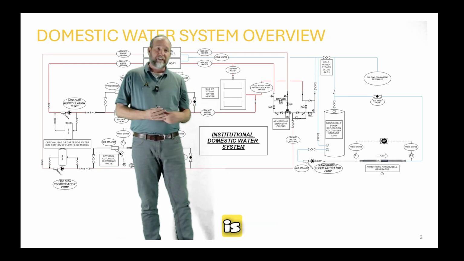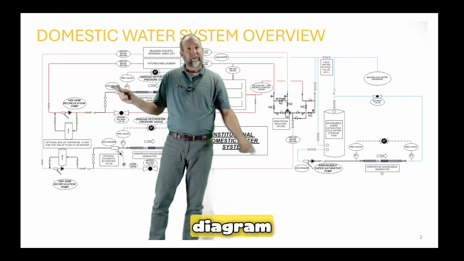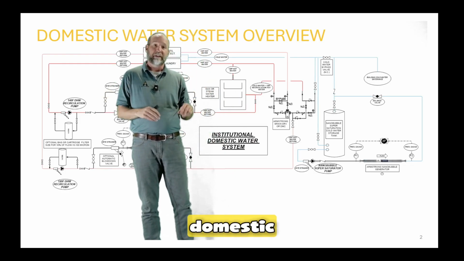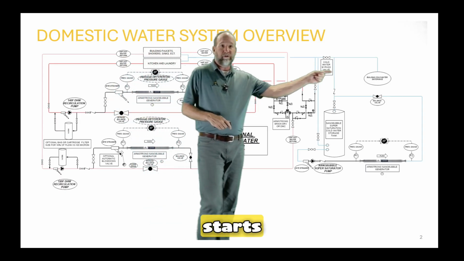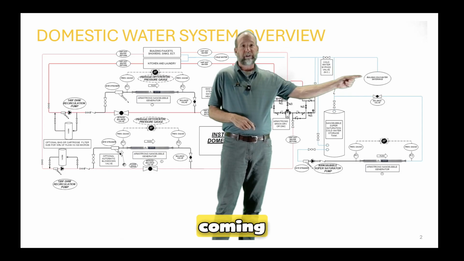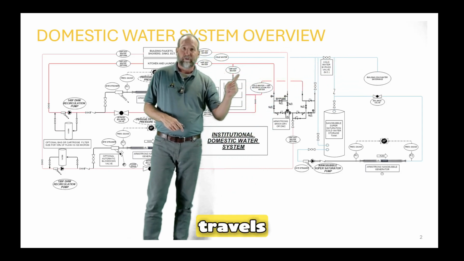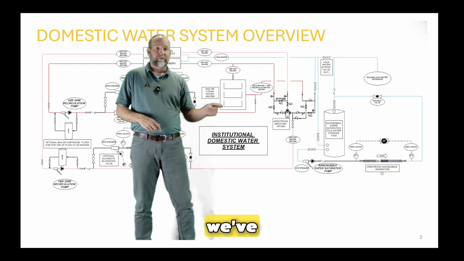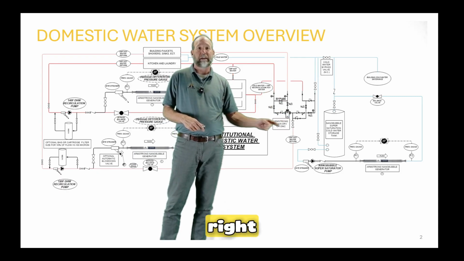What this basically is, is an institutional domestic water system. This entire diagram that you see right here is an entire domestic water system, domestic water ecosystem, if you will, okay? It starts over here on this side with the cold water coming into the building. Basically, the cold water travels over to here. We've got a centralized hot water heater right here. Then we've got some centralized master mixing valve going on right here.